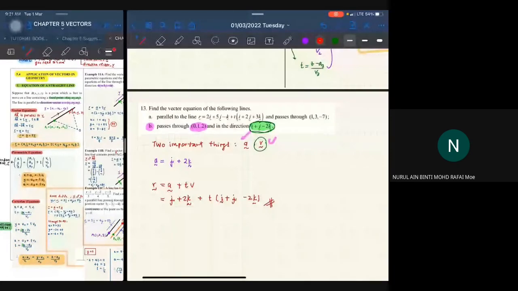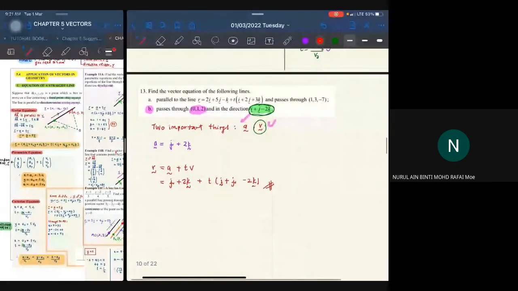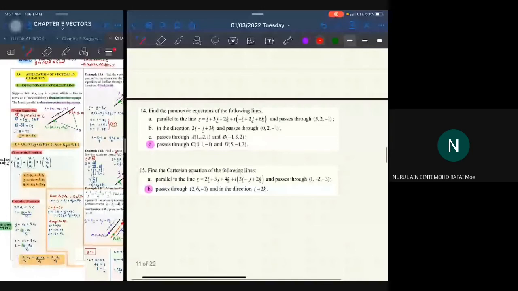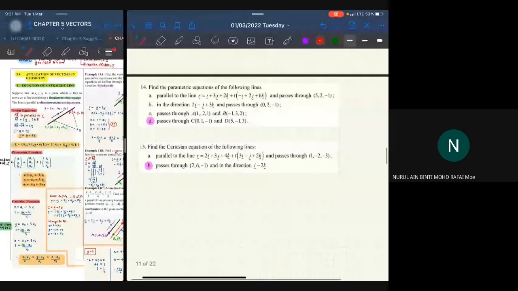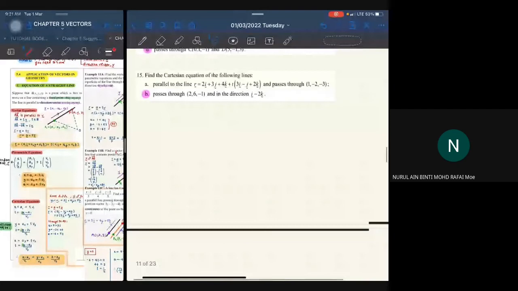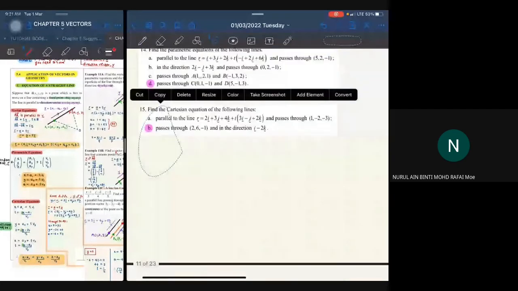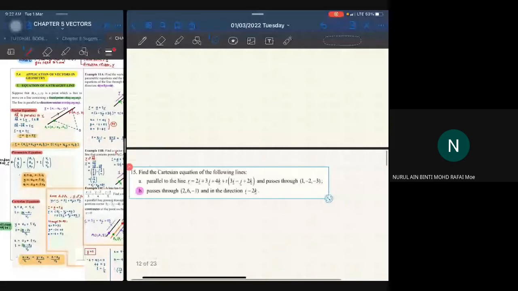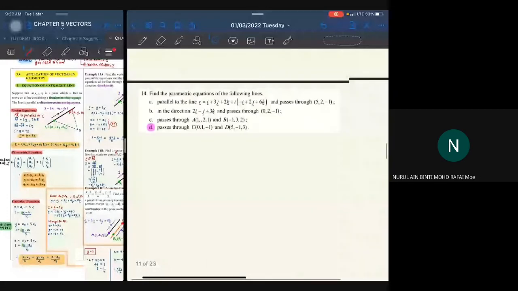Okay, so this is pretty simple. Sangat senang soalan dia, memang straightforward. Okay, so that's it for number 13. So let's try number yang lain pula. This one, let me add the page first. Paste. Okay, so jom kita try number 14D.